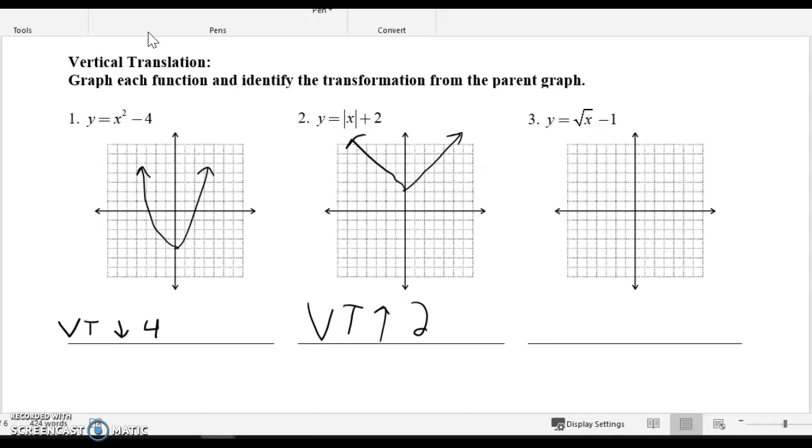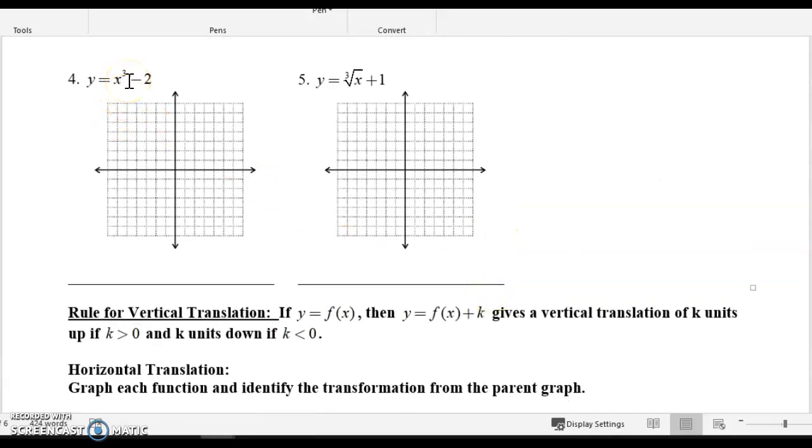All right. And then we have our third graph here. Again, go back to the parent graph. Parent graph is a square root. So it kind of looks like this. So what does a minus 1 on the outside do? It's going to shift it down 1. So there's kind of what our graph looks like. So it's a vertical translation down 1.